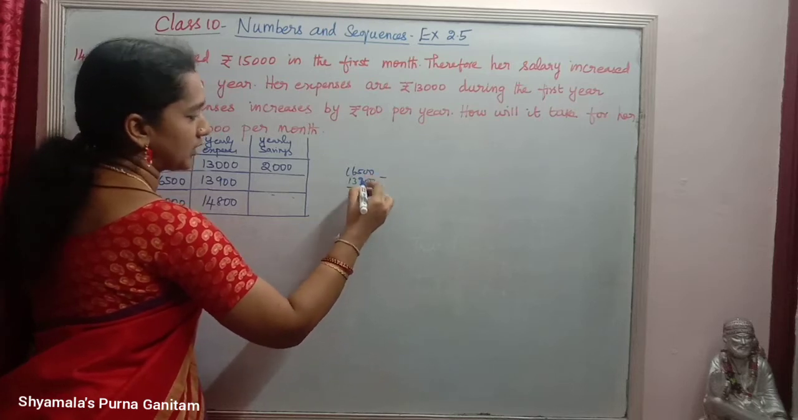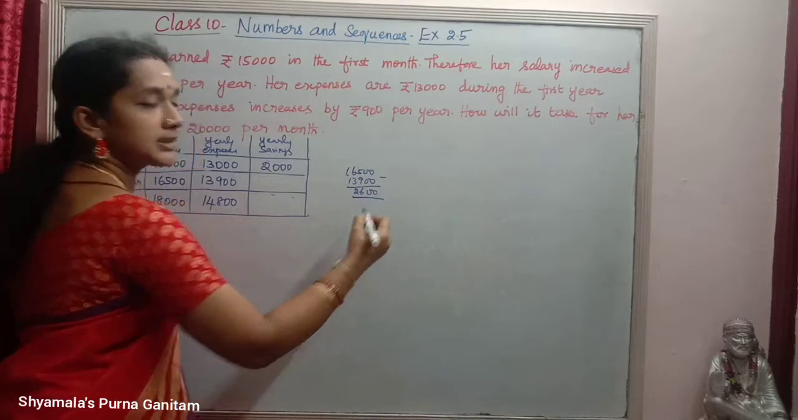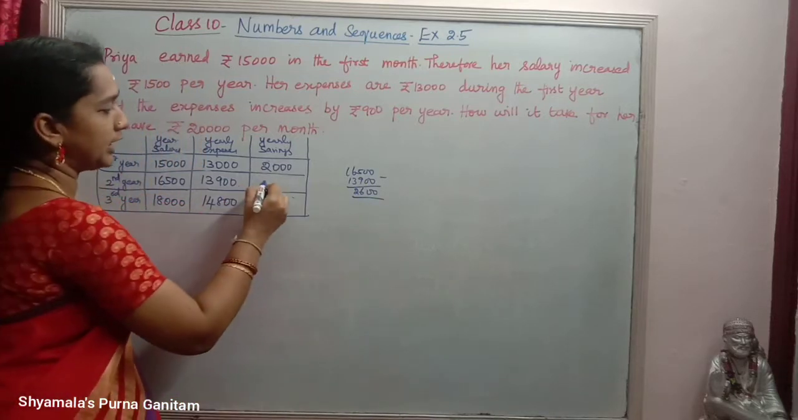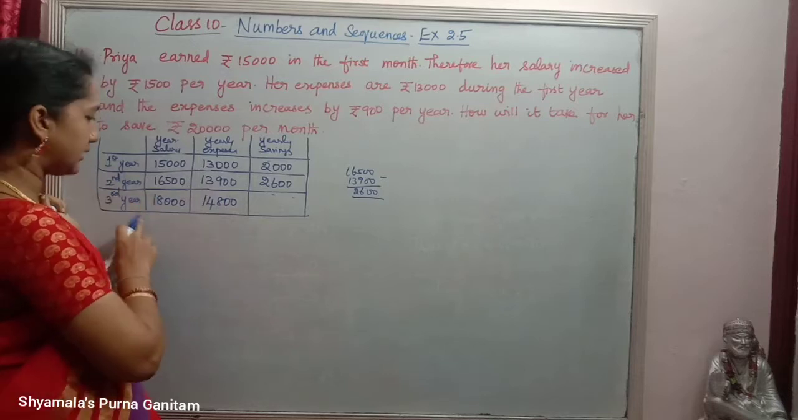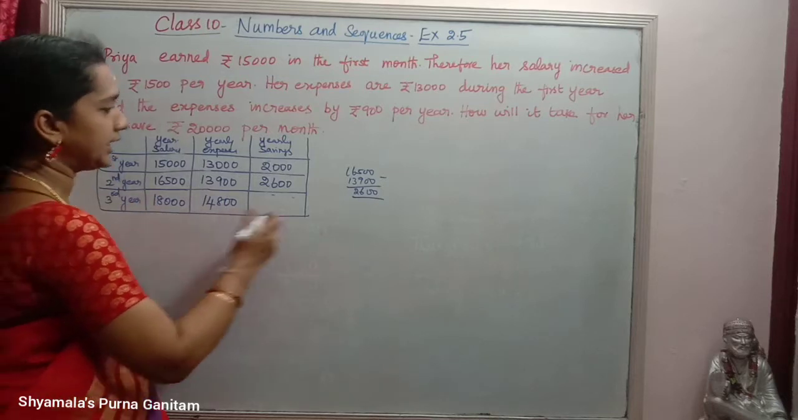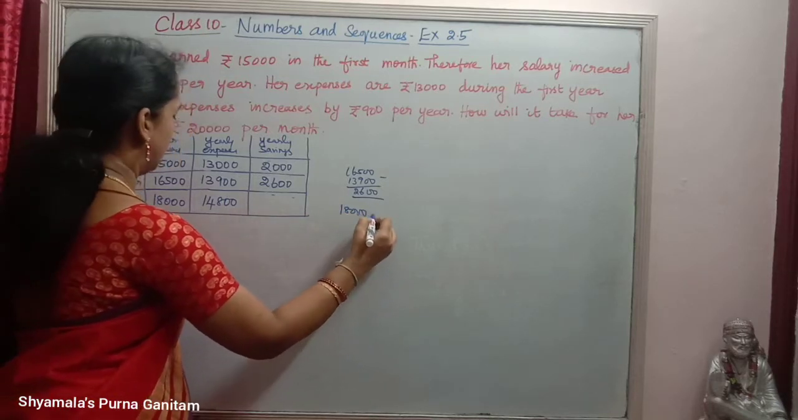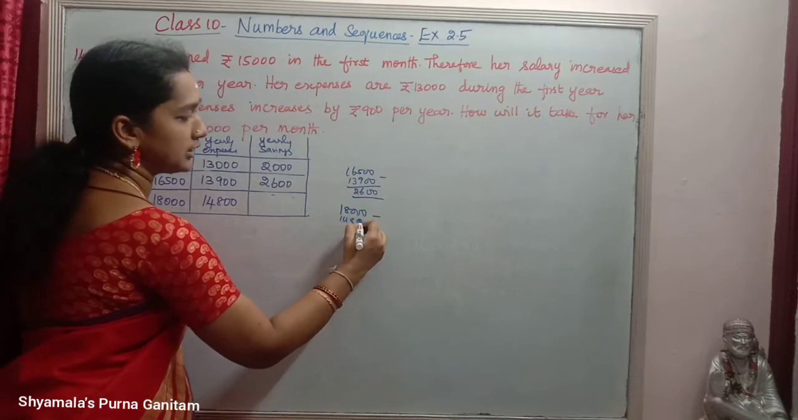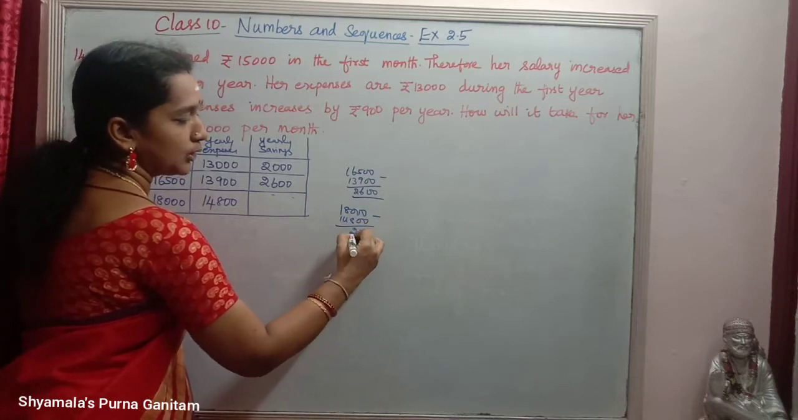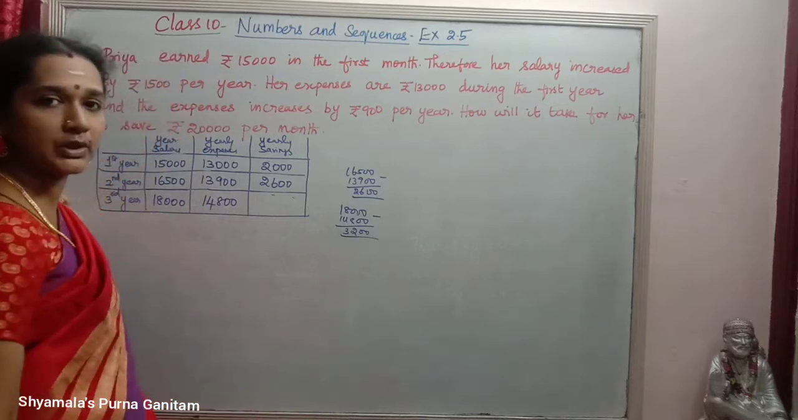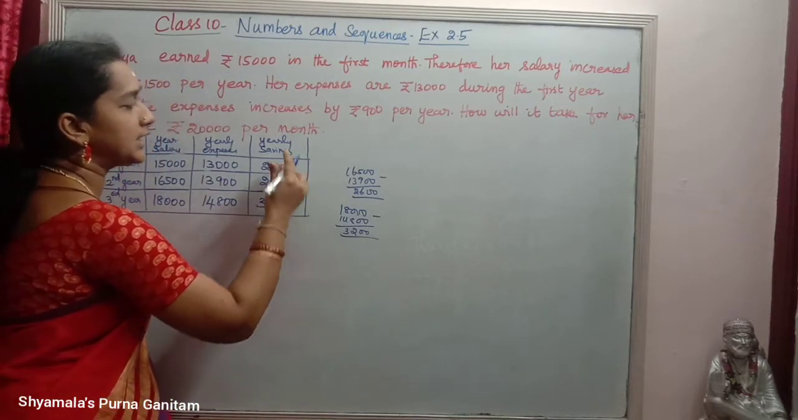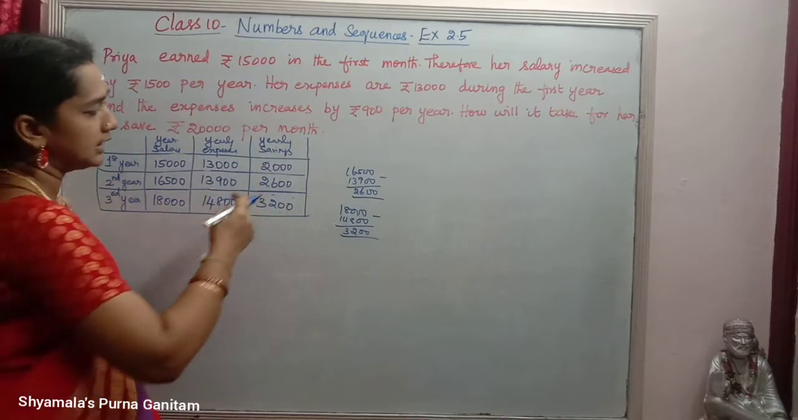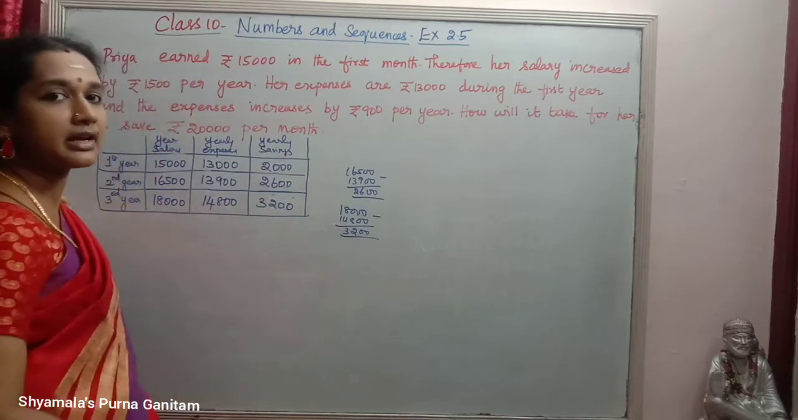So the savings will be 2,600. Okay. Then the third year will be 18,000 minus 14,800. So the savings will be 3,200. So if we see the savings every year, it is increasing 600 rupees.